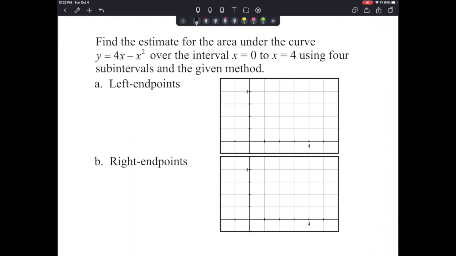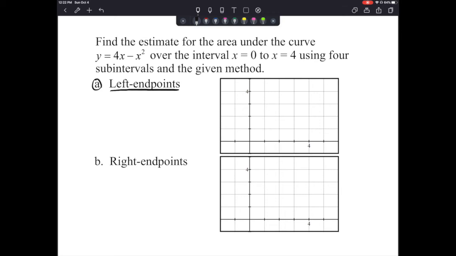So the next problem says, find the estimate for the area under the curve for y equals 4x minus x squared over the interval from x equals 0 to x equals 4 using 4 subintervals and the given method. So the given method for the first one is that we're going to look at the left endpoints.